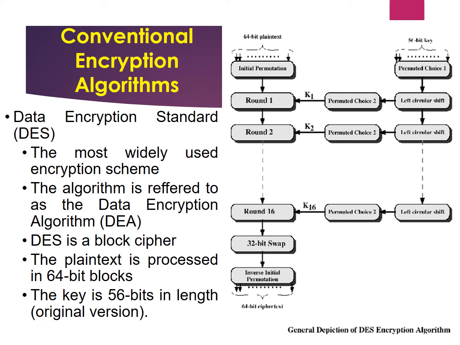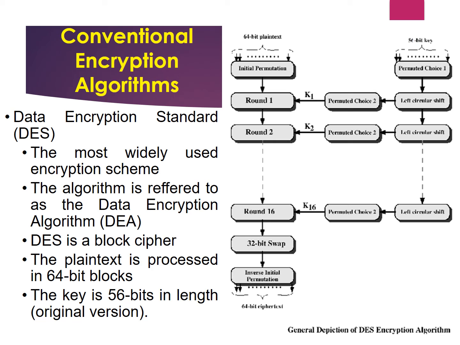The 64-bit plain text is passed to an initial permutation, and then passed through round 1 to round 16 using keys K1 to K16. The key goes through a permuted choice and is a 56-bit key. After the 16th round, it generates the 32-bit swap, an inverse initial permutation is done, and 64-bit cipher text will be generated.